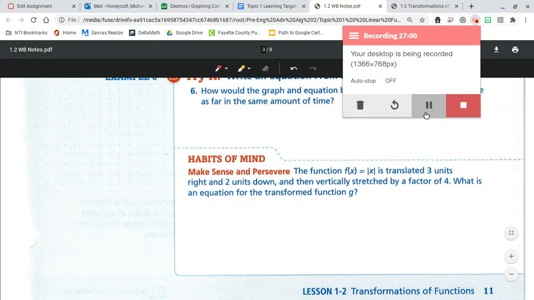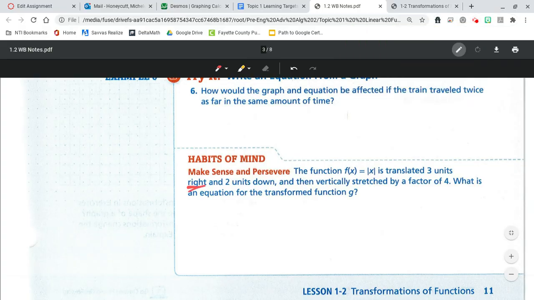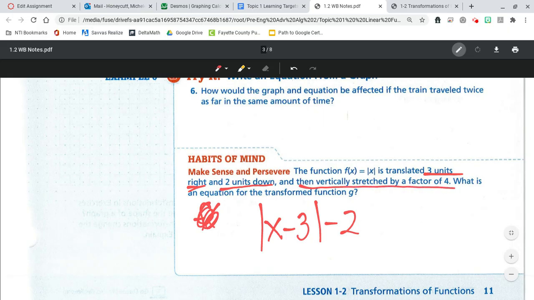Then at the bottom of page 11, we also have an example where absolute value of x is going to be translated to the right 3. So I'm going to take f of x and shift it to the right 3. I'm going to subtract 3 inside the grouping symbol. Then it says shift it 2 units down, so that means I subtract 2. And then vertically stretch by a factor of 4. Since that vertical stretch happens at the end, I put a 4 in front of the entire function. And the name of this new function, it tells me, is g, so I can say that this equals g of x.